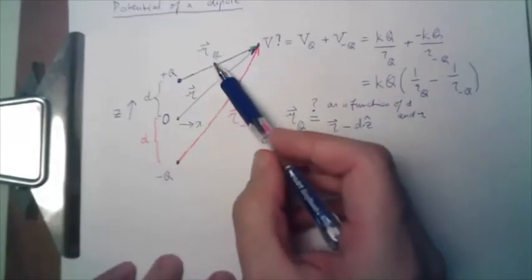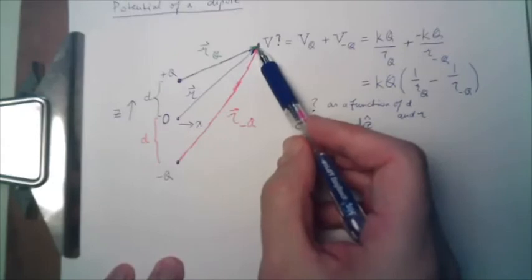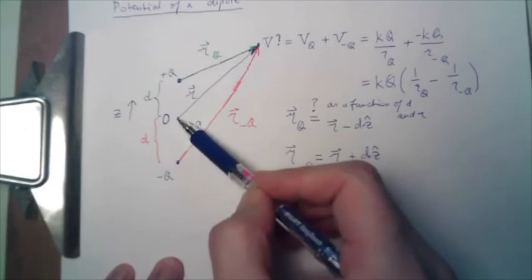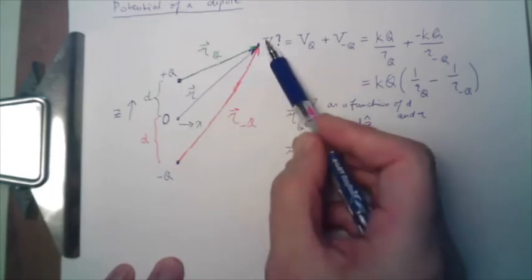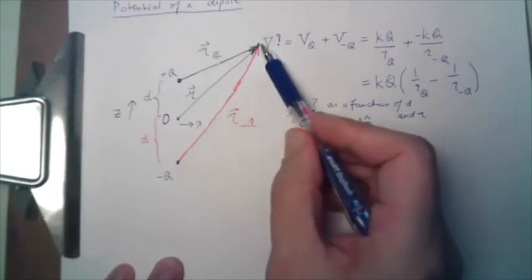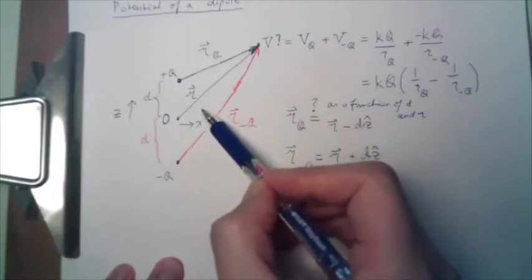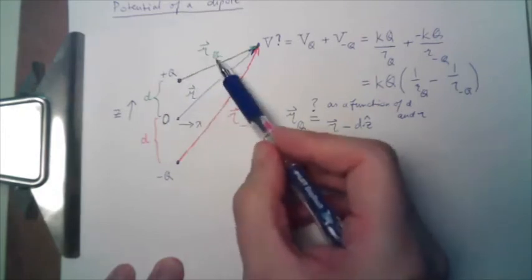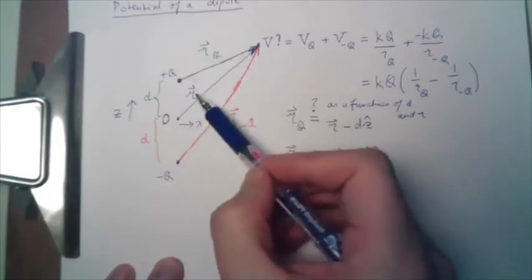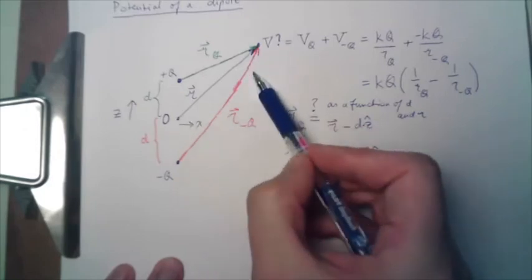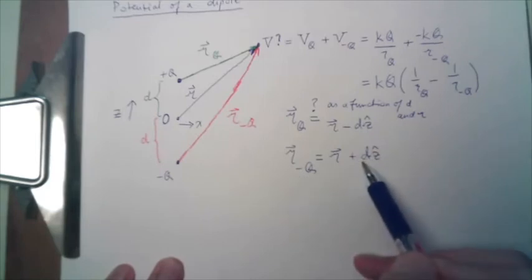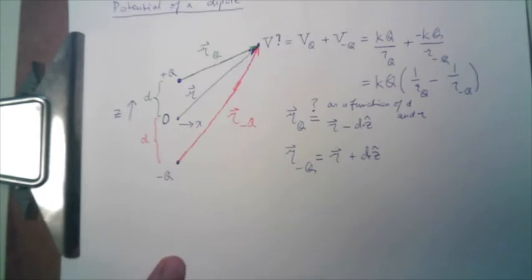But the RQ obviously has a smaller z component than the position vector here. So in other words, if you want to go from here to there, you would have to go from here to there and then down again, and you would get the same vector. So in other words, this RQ is r minus d times z hat. And similarly, for the minus q, it's r plus d times z hat.